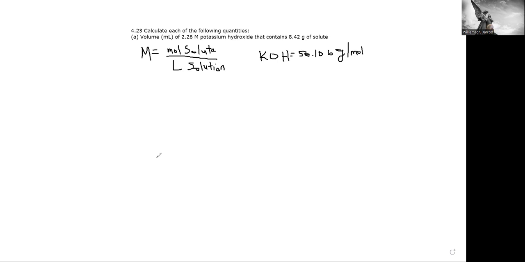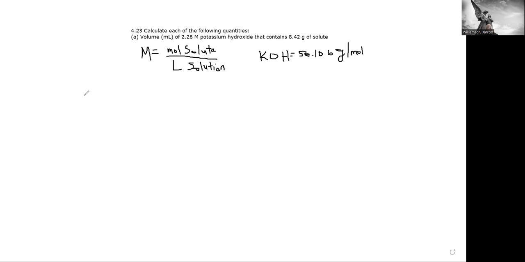The volume in milliliters of 2.26 molar potassium hydroxide that contains 8.42 grams of solute. Molarity is moles of solute divided by liters of solution. What they're asking for is the liters of solution and then turn that into milliliters. With it, the concentration is 2.26 molarity and I have 8.42 grams.